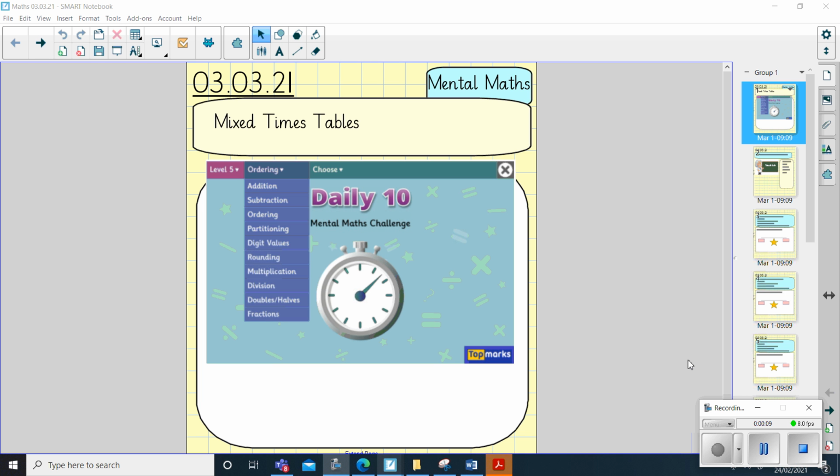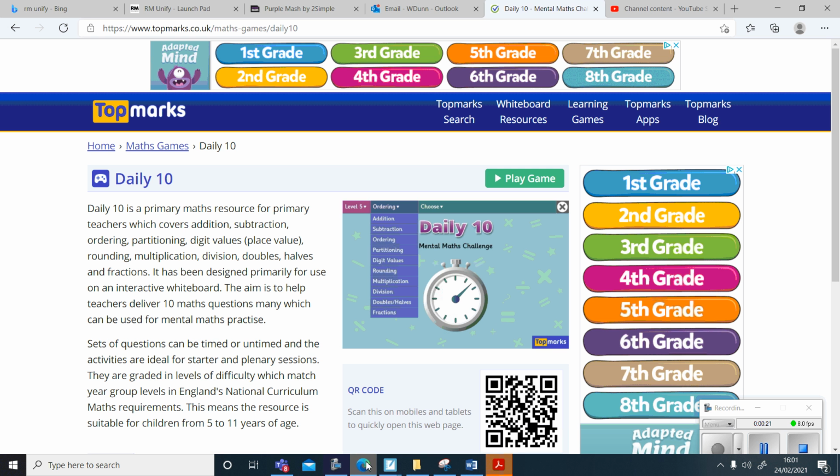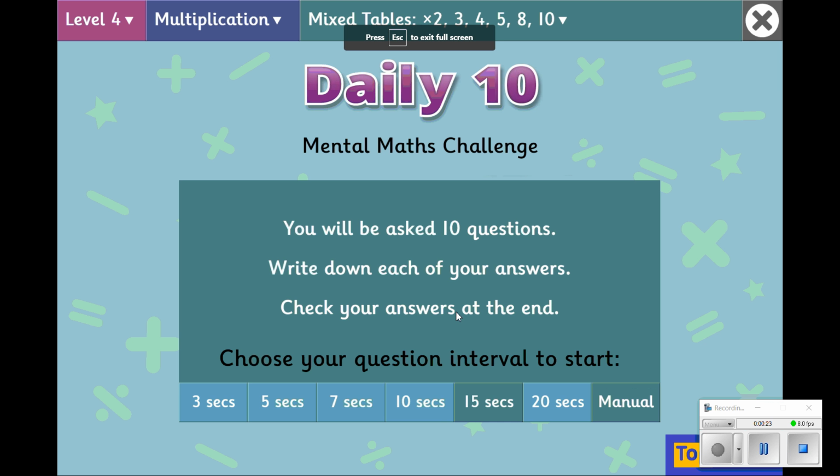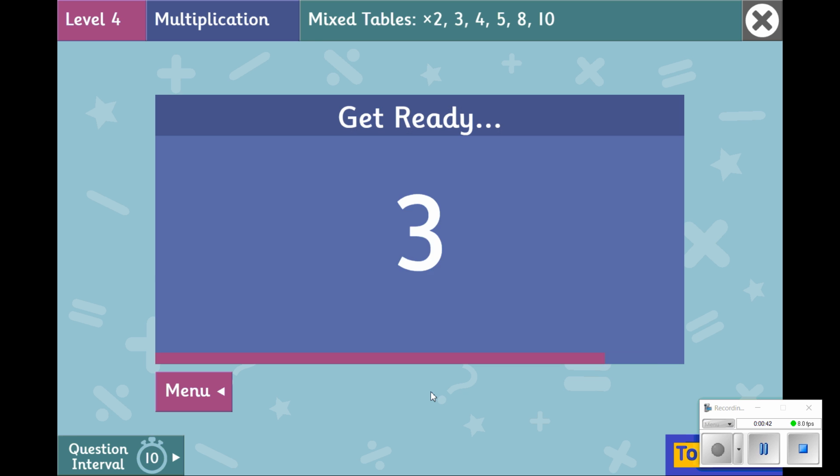It's the 3rd of March and we are going to start straight away today with looking at some mixed times table questions. So the questions that I ask you today are going to be from the 2, 3, 4, 5, 8 or 10 times table. Remember, I'm going to give you 10 seconds to answer each question, but if you'd like to pause the video to give yourself more time, then please do. Let's go.